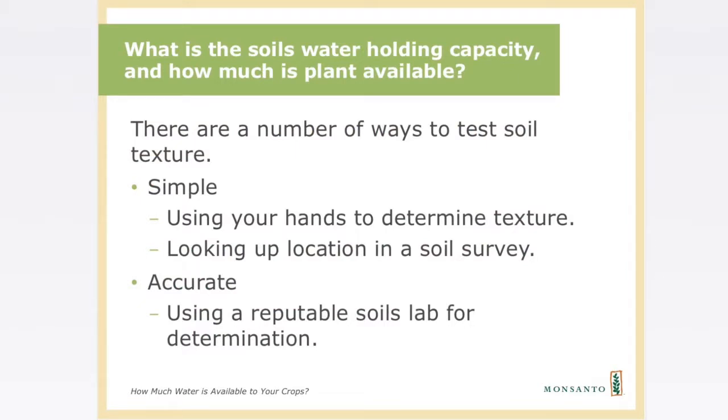There are a lot of ways to do it. There's a couple of simple methods. One of those is to actually get your hands dirty and determine the soil texture that way. There are some guides online to help with that. And the other is to use a tool where you can look up the location in a soil survey. A number of precision farming tools and the USDA have some help for this. The other option is to use something really accurate like a reputable soils lab. It's probably the most expensive, or certainly is the most expensive, but it provides you the most accurate results, and that can be very important when you're trying to make irrigation decisions.